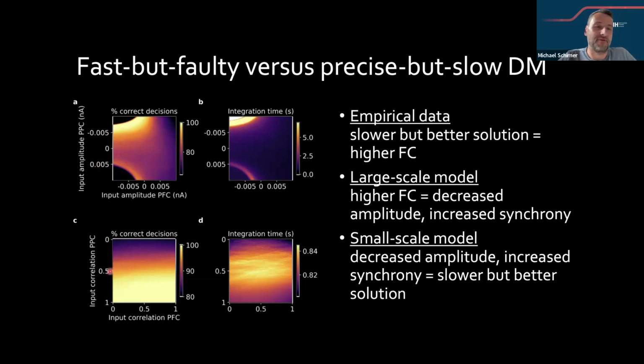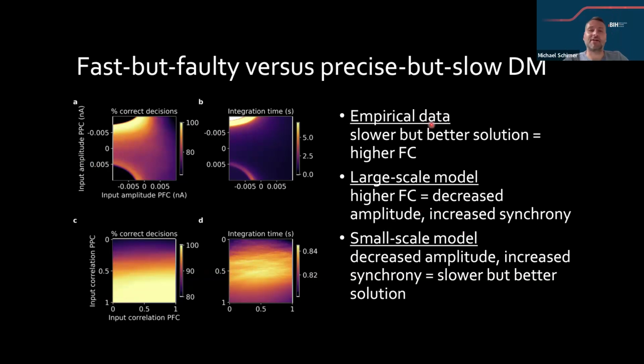And very similar here, if we increase the correlation, then the number of correct decisions increases, and also the integration time increases until a certain point and then decreases again. So we have now gone full circle.